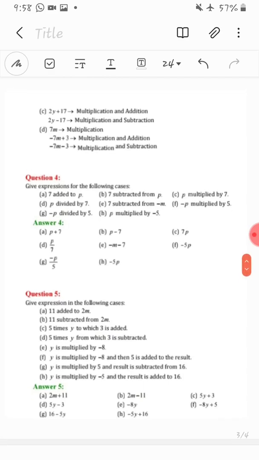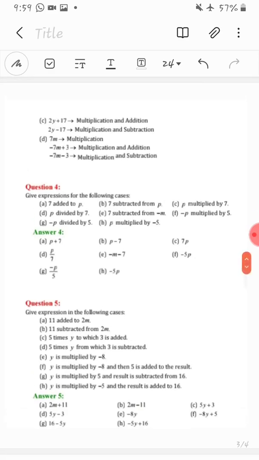11 subtracted from twice m. Twice m is already there. We have to subtract 11. Twice m minus 11. 5 times of y to which 3 is added. So 5 times of y means 5 into y. 5 multiplied by y. So 5y plus 3. Then 5 times of y from which 3 is subtracted. So 5y minus 3. Now y is multiplied by minus 8.